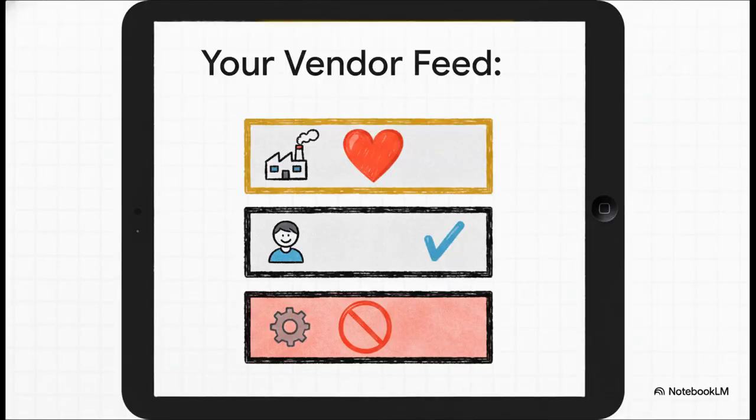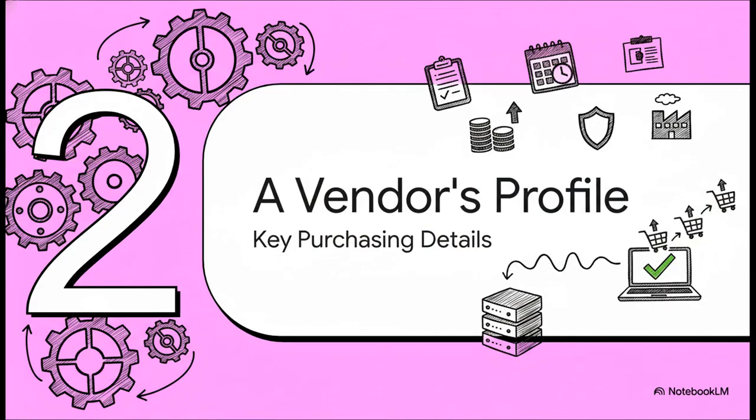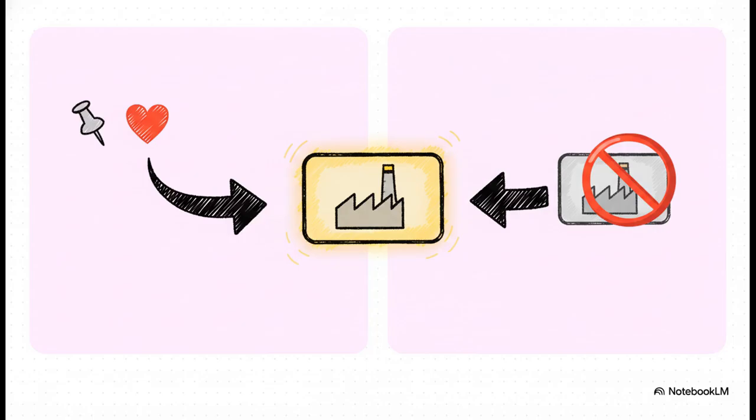And here's the crucial part. Not all vendors are created equal, right? Just like on your social feed, you can put them in different buckets. Some are your absolute favorites, your go-tos. Others are just kind of allowed. And then there are the ones you need to block. Each of these settings is part of what we can call the vendor's profile. So yeah, every single entry in that source list is essentially a vendor's profile. It's got all the key details the system needs to make really smart purchasing decisions for you, and it does it all automatically.